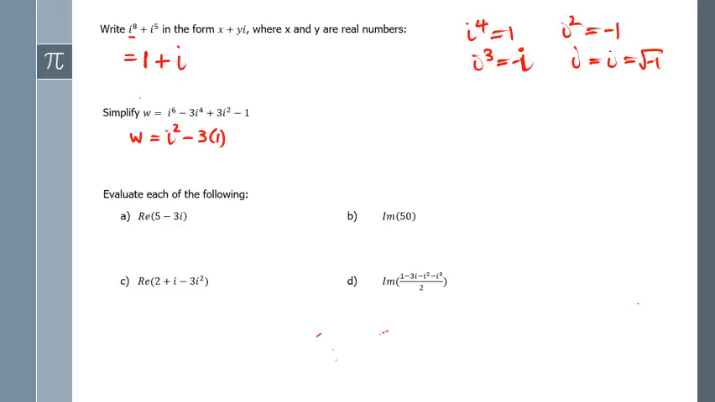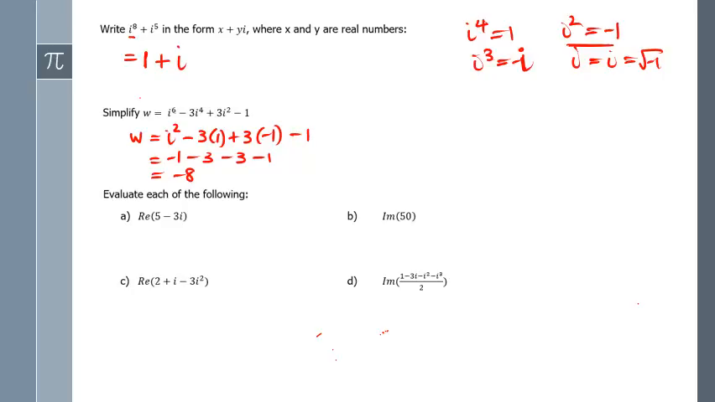i squared, we know from up here, is negative 1, so I get plus 3 times negative 1, and then I get minus 1. I know that i squared is negative 1, minus 3, minus 3, minus 1, which gives us minus 8.